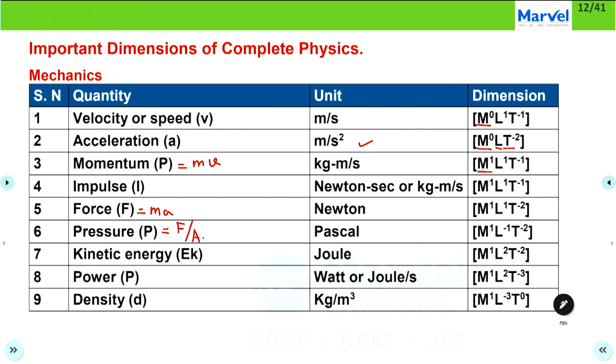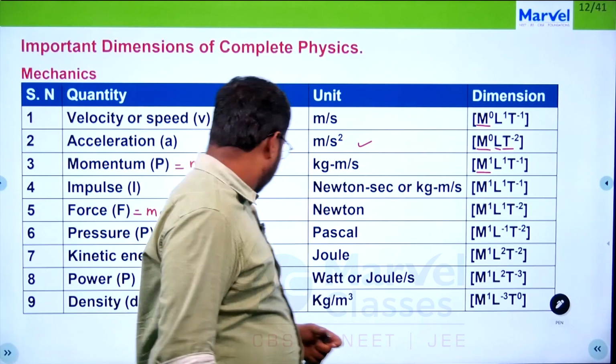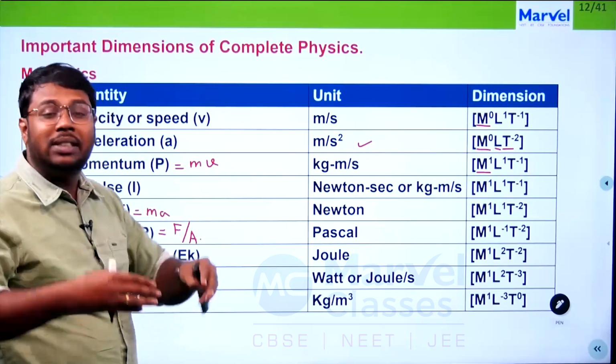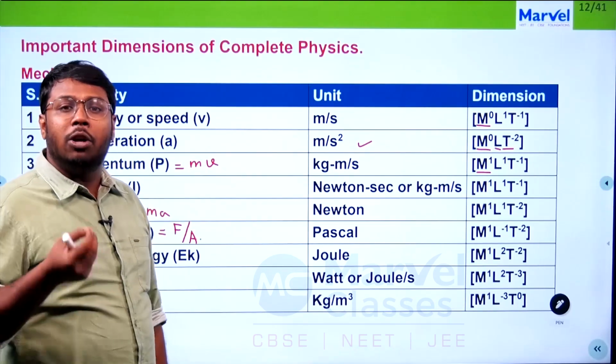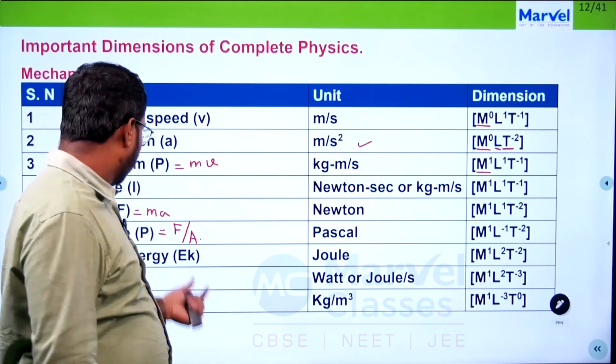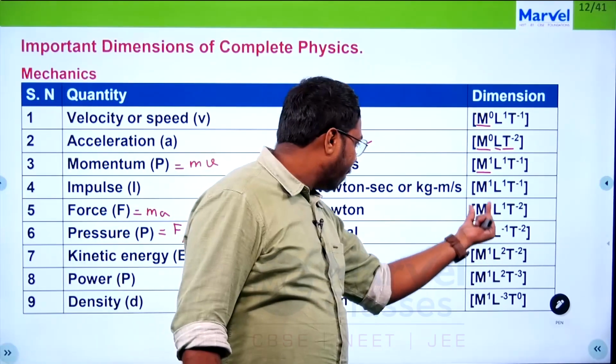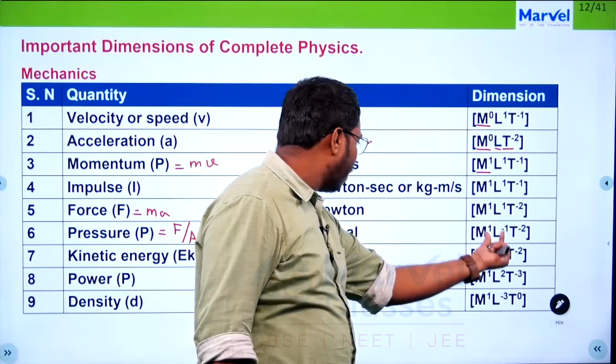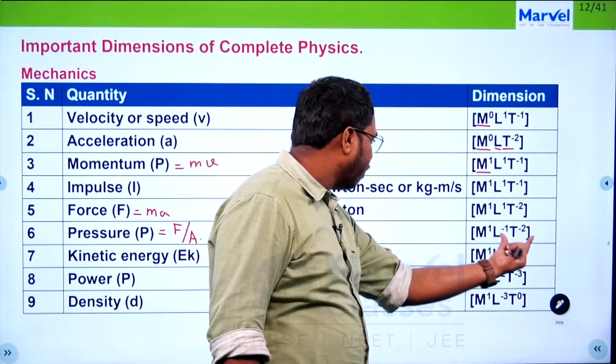We already know the dimension for the force here, which is M power 1, L power 1 and T power minus 2. And all you have to do is divide it with the area. What do you mean by area? Area is nothing but square of the length. So observe here, M power 1, L power minus 1 and T power minus 2.